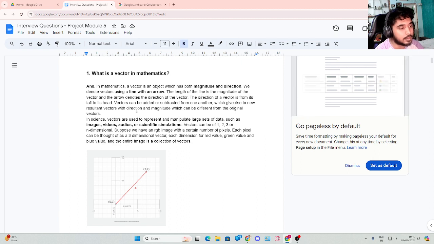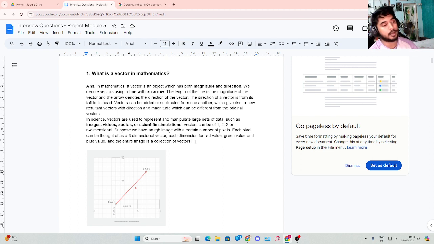A vector is something which has both magnitude and direction, and the direction of the vector is from the tail towards its head. Vectors can be added and subtracted. These are the operations which we can do, and the addition or subtraction of two vectors can result in a new vector which can have a new direction and different magnitude.